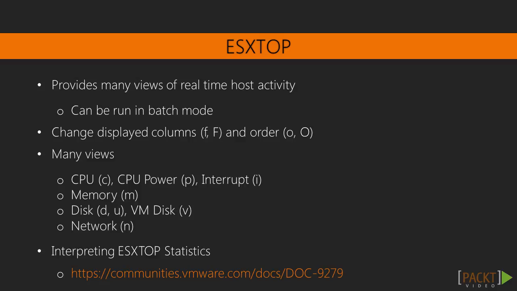And you've also got memory views and disk and virtual machine disk views, as well as the network views. So there's a lot of detail in here. I mean, it really is the same things that you'll see through the performance charts in the vSphere client anyway. But for more detail on both these, I would definitely recommend that you read up on the vSphere performance data in general, but specifically on ESXTOP. There's a good community document on the communities.vmware.com site, doc 9279, and the link is here in the slide.